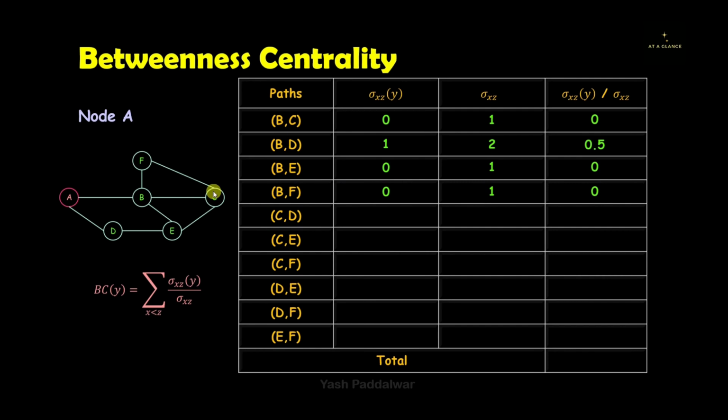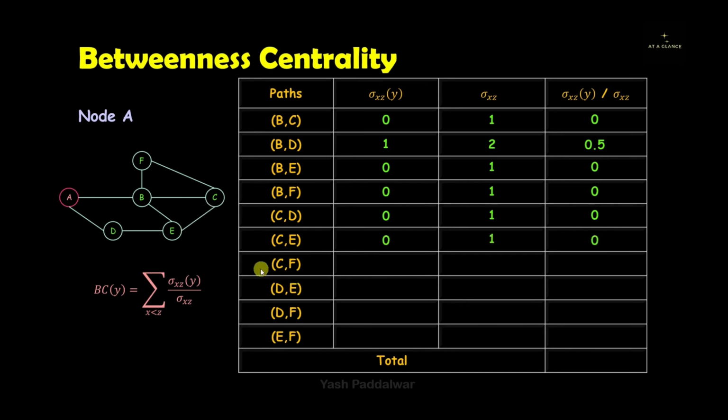Next path is CD. You can see that there is only one single shortest path to reach from C to D, and the path goes like this: CED. You can see that the other path CBED is not the shortest path, so we'll only consider the single path, that is CED. There is only one single shortest path, and this particular shortest path does not contain the node A, hence the betweenness centrality of this particular path will be 0.